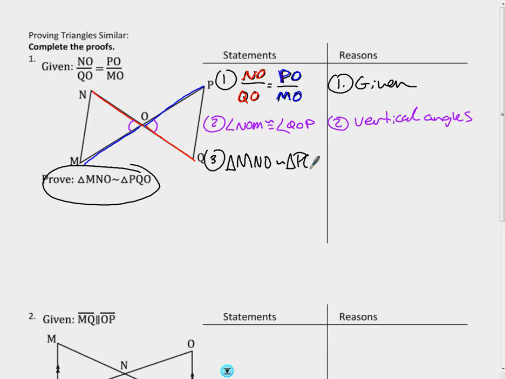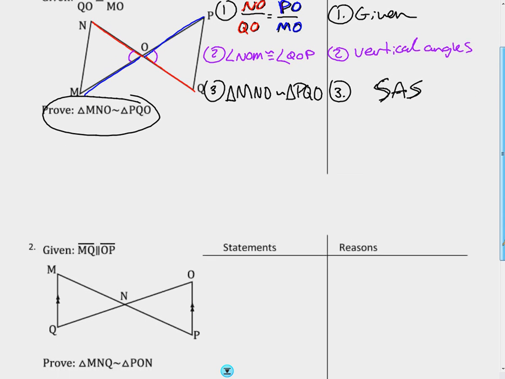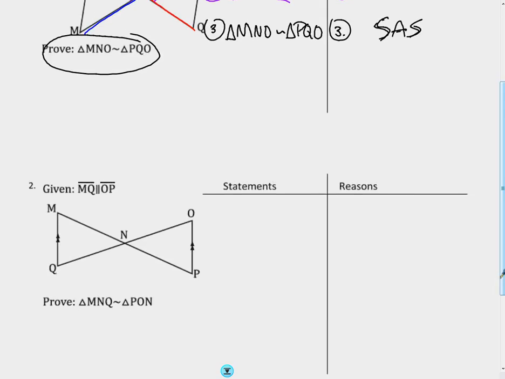When you're given a proof, what do you always start with? The given. Look at number 2 there. Start with the given. What was given to you to start? MQ was parallel to OP. Good. Then they want you to prove M and Q is congruent.